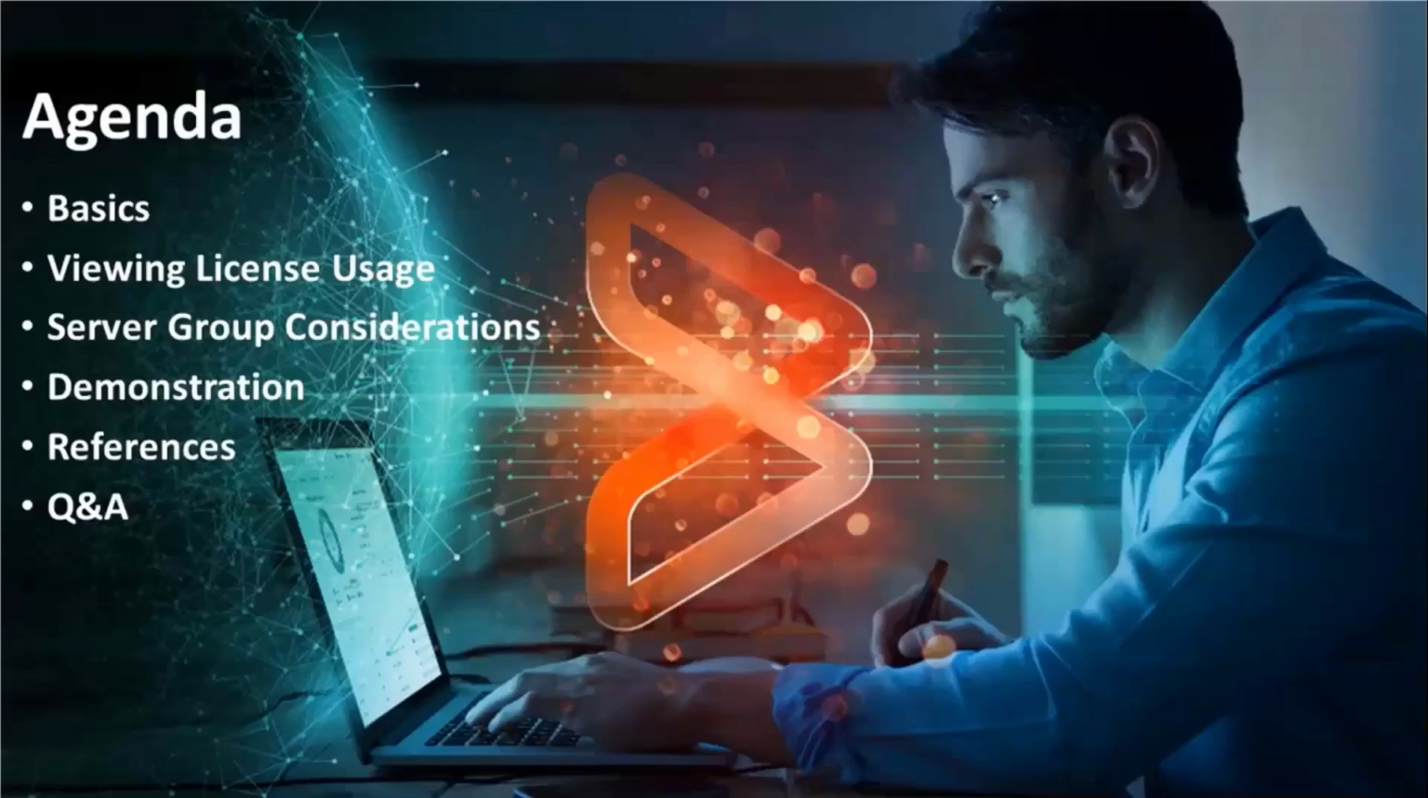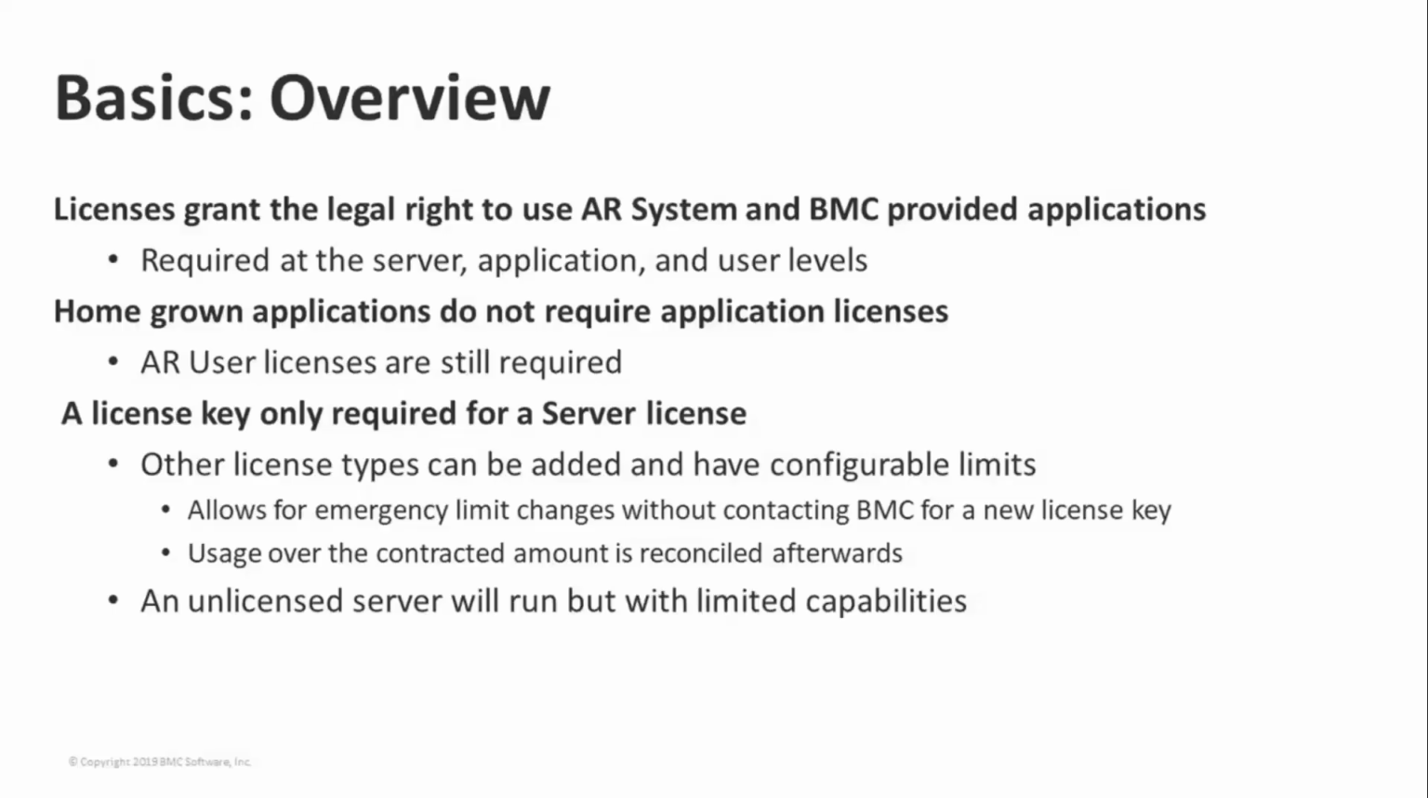The topics that we are going to cover today: essentially the basics of what licensing is about, how licenses are assigned, what types there are, and how they're released. We're also going to view the various ways that one can view the license usage. Then we're going to dive into how the server group manages the license usage. I'll also give a live demonstration of simple license granting and releasing, and look at the ways, again, that we've covered in the presentation to view that license usage. Then we'll cover some of the references that are available on the BMC docs for licensing, and then transition into a Q&A session. Okay, so let's dive in and start with an overview of what licensing is.